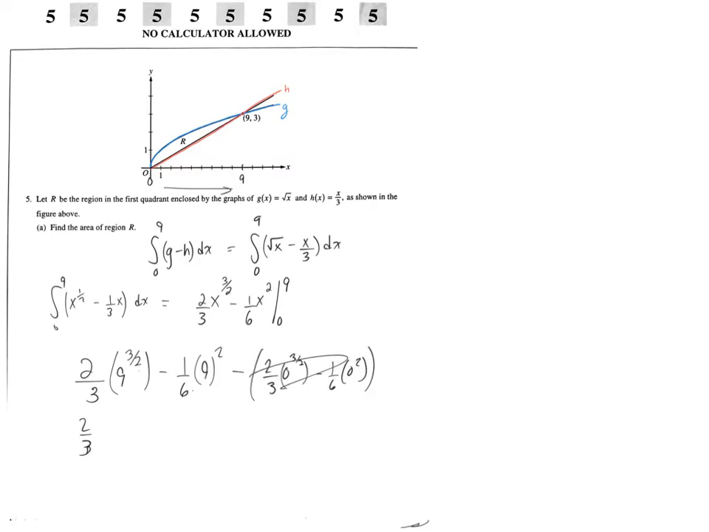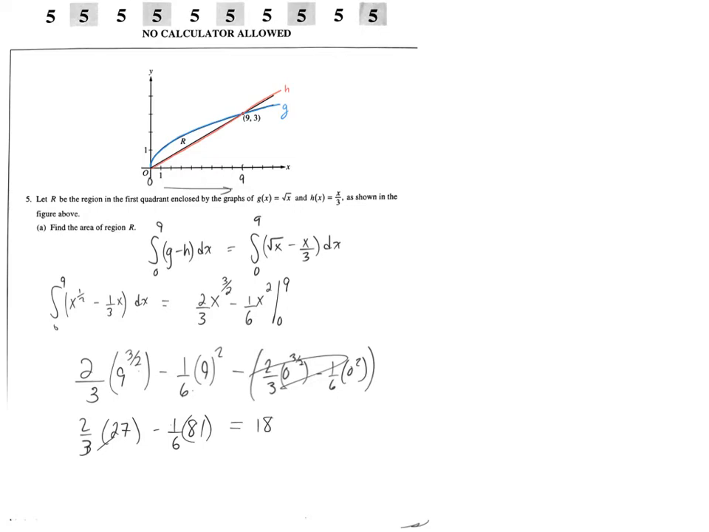So that of course is going to go to 0, but here we have 2/3 of 9 to the 3/2, which is the square root of 9, which is 3, cubed, which is 27. So that's 2/3 of 27 minus 1/6 of 81. 2/3 of 27 is 27 divided by 3, which is 9, times 2 is 18.